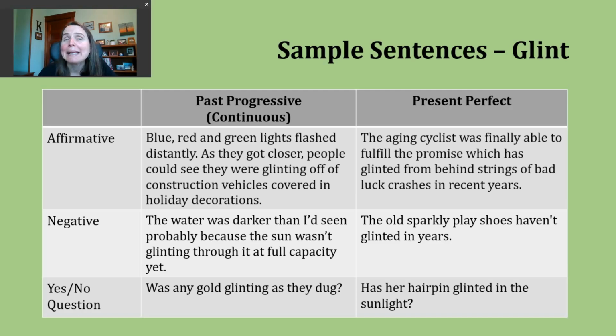Finally, let's look at making a yes or no question in the past progressive. To do this, you want to start with a form of be, and you're going to pick the form that matches your subject. That subject comes next. Then you'll use that ing form of the verb. Here's another example. Was any gold glinting as they dug? So here, maybe this is someone who's kind of treasure hunting, searching for gold or some other kind of valuable thing, and they're looking for maybe sunlight again to reflect off and cause that shimmer or sparkle.